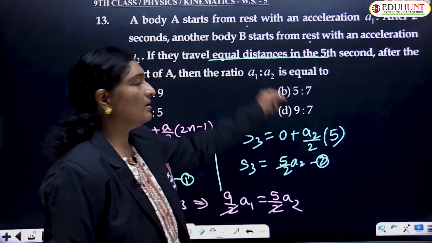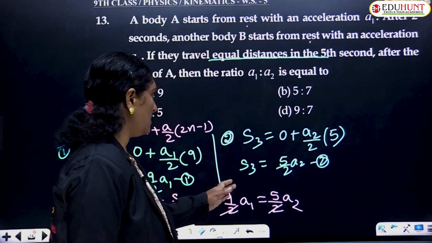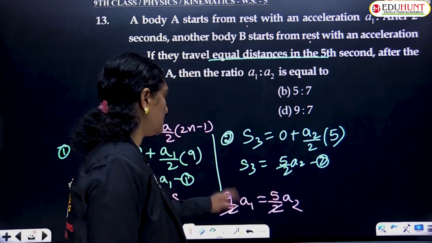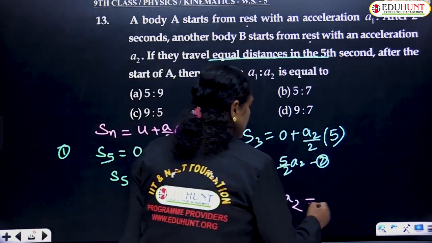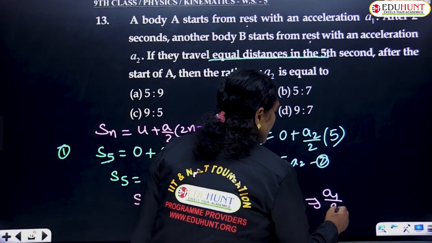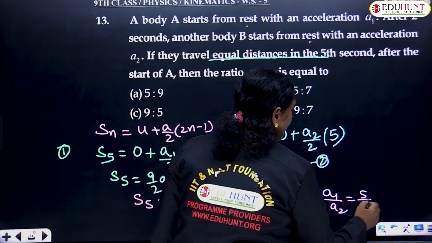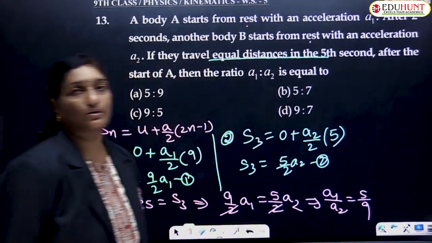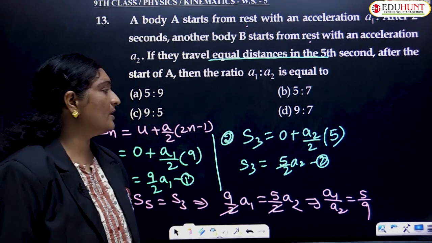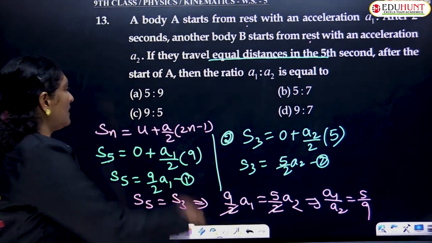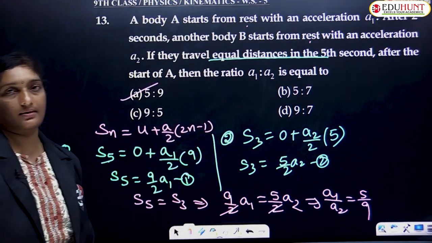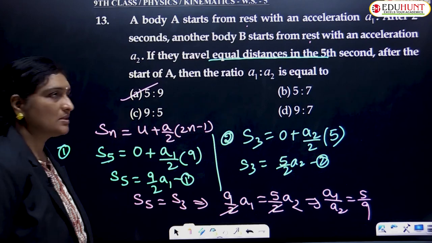You are asked to find out a1 is to a2. a1 is to a2 means a1 by a2. Bring this a2 this side and take the 9 other side. So this implies a1 by a2 is equal to 5 by 9. So a1 is to a2 is how much children? 5 is to 9. Here goes your answer. a1 is to a2 is 5 is to 9.